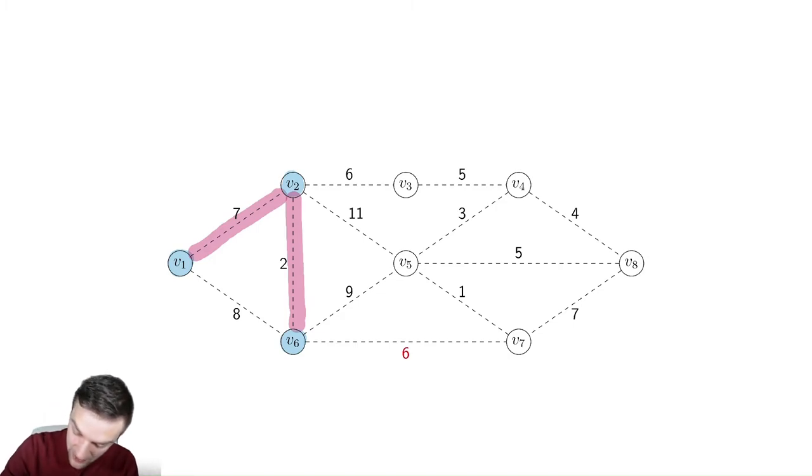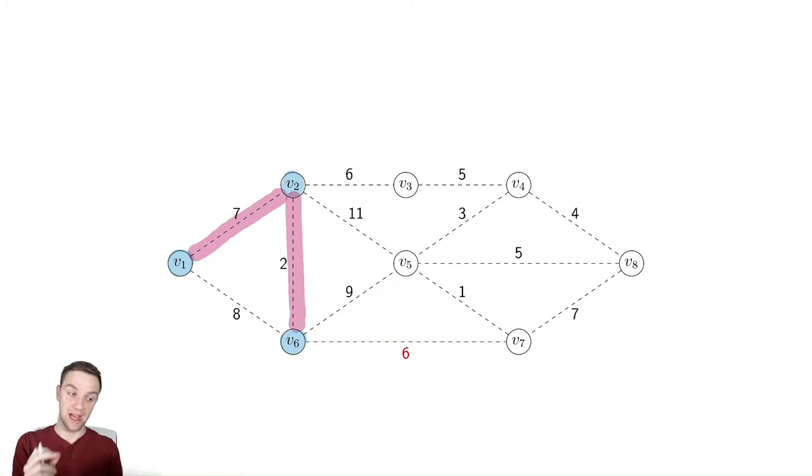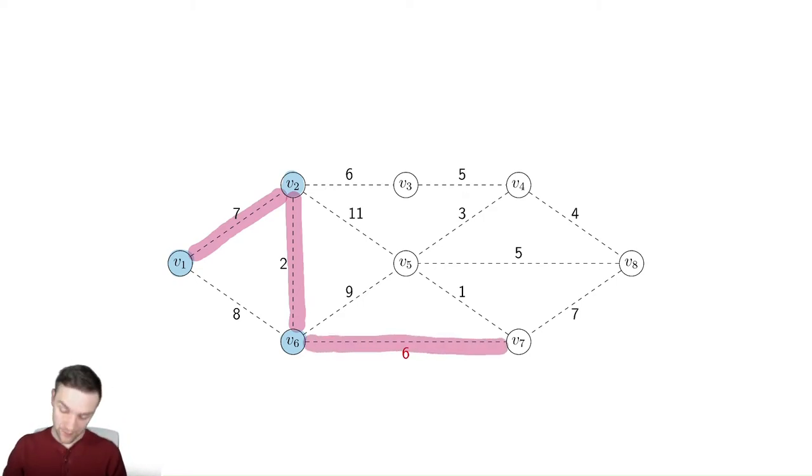And now let's find the minimum edge. This 8 goes from blue to blue, so we no longer care about that. We have an edge of 6, an edge of 11, an edge of 9, and an edge of 6. Notice we now have a decision. There are two that match. This is possible. So let us actually color this edge just to be different. And then we've now added V7 to the spanning tree.